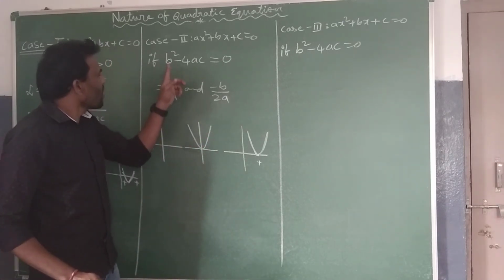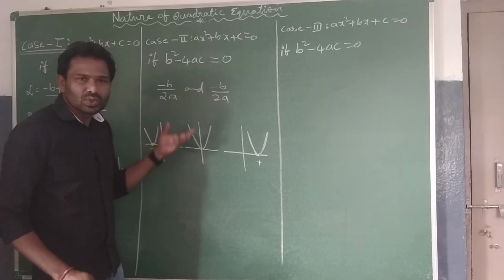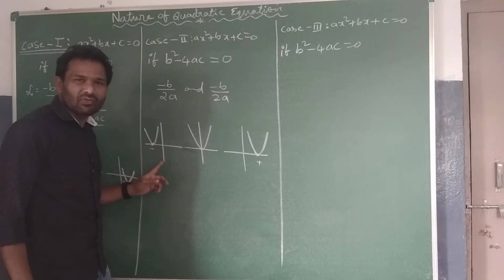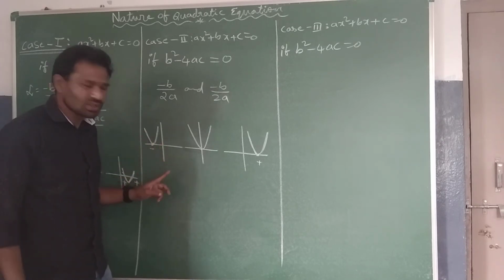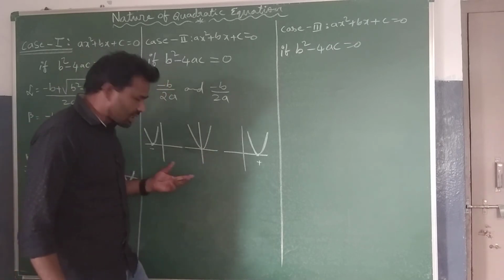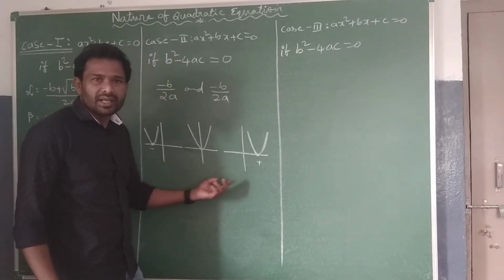So when b square minus 4ac equal to 0, the roots are equal roots, so the graph will exist like this. The graph touches the x-axis at one distinct place, so the roots are equal, and the graphs look like this in this case.